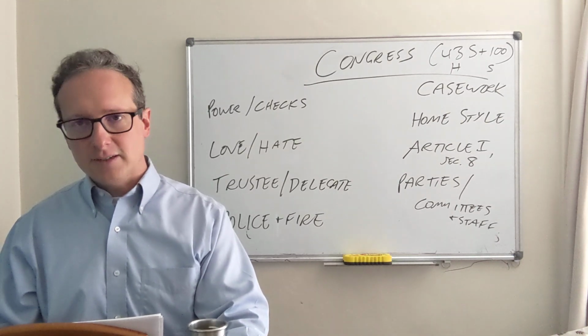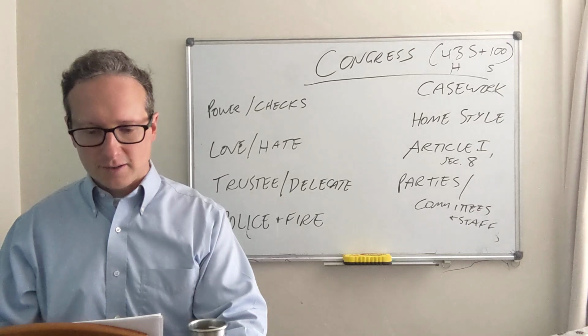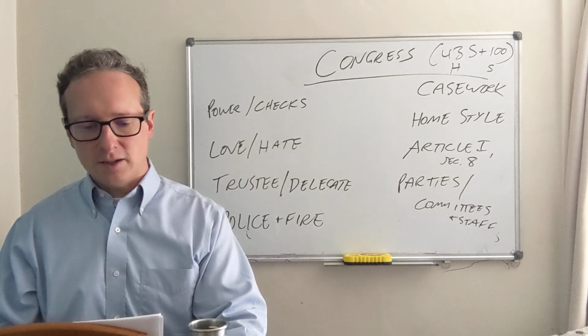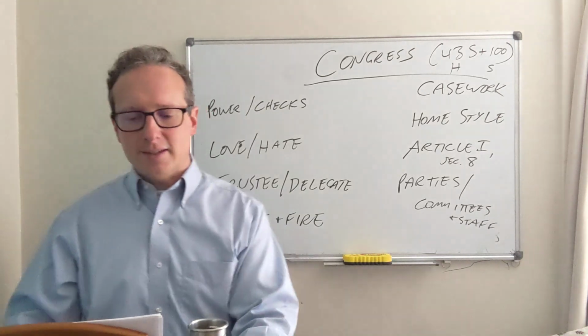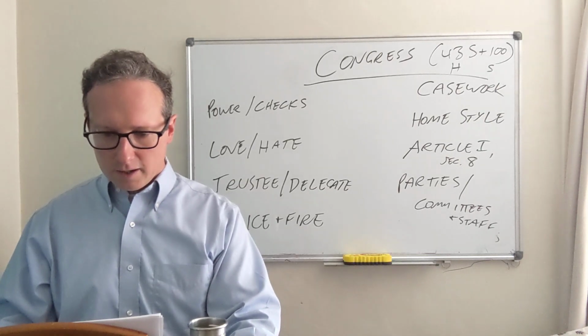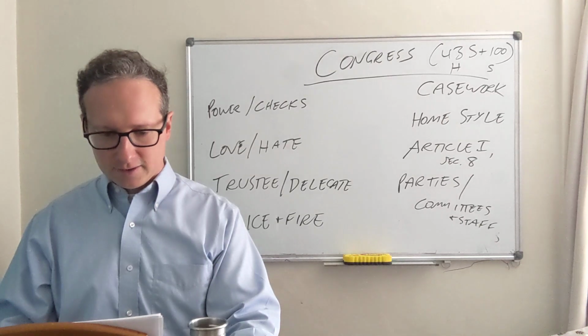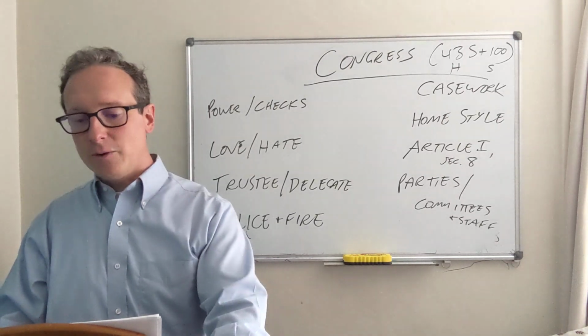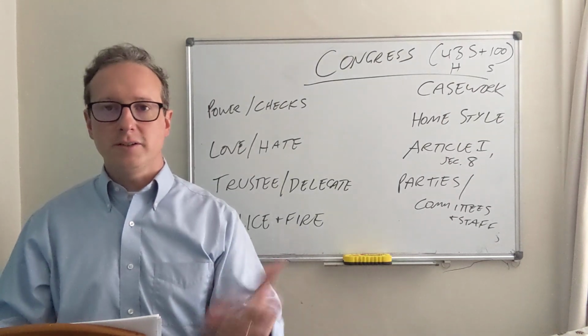Well, as I said, it's often seen as a proxy for Washington, D.C., or the federal government itself, or the economy, or really anything that's not going right in the U.S. It gets blamed squarely on Congress. It's easy. It's not one person. It's a house. You know, it's 435 members, or it's 100 senators.